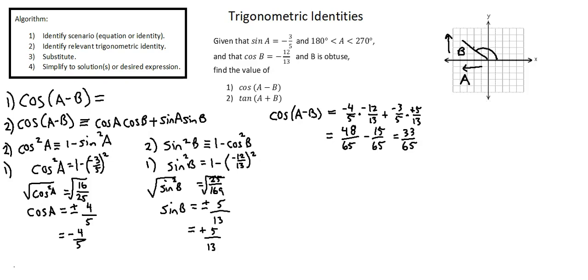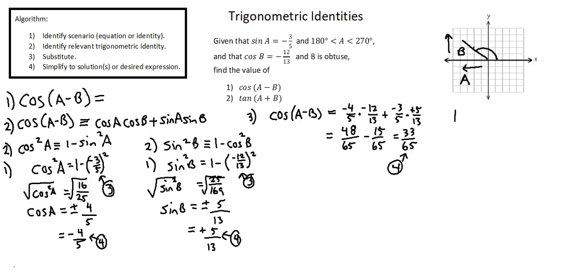Step 3, substitute. The first substitution was in the first Pythagorean identity. Later, we had another substitution in the second Pythagorean identity. And finally, in the final calculation of cosine A minus B, we had 4 substitutions inputting cosine A, cosine B, sine A, and sine B. And simplify to solution or desired expression, we simplified twice with our Pythagorean identities. Ultimately, for our final answer, we simplified to 33/65. We've completed requirement 1.